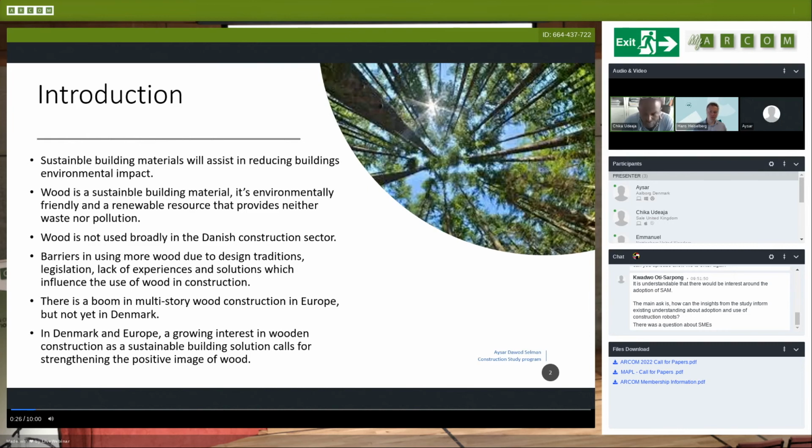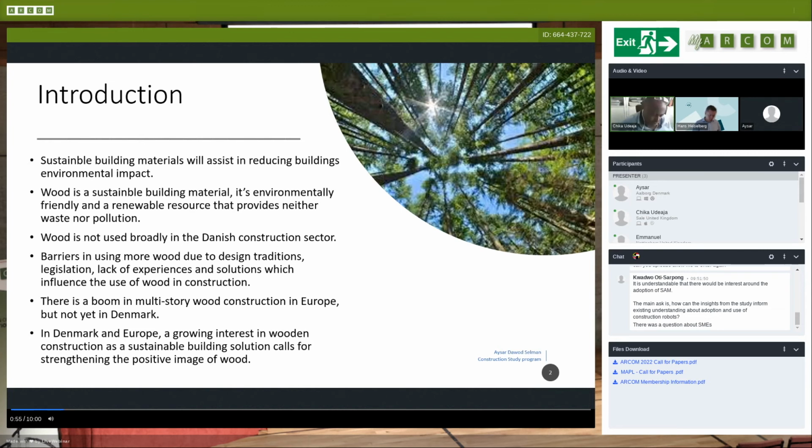Wood is known as a sustainable material. It's environmentally friendly and a renewable resource that provides neither waste nor pollution. However, wood is not used broadly in the Danish construction sector compared to neighboring countries, as several barriers exist when using wood. This can be related to design traditions, regulations, lack of experiences, and solutions. There's a boom in multi-story wood construction in Europe, but not yet in Denmark.